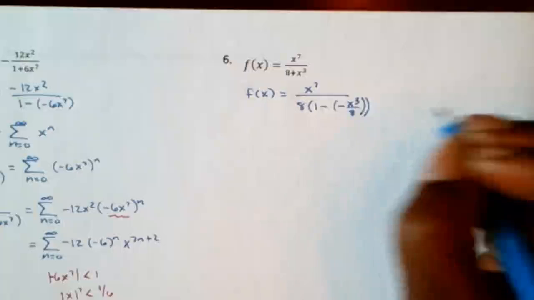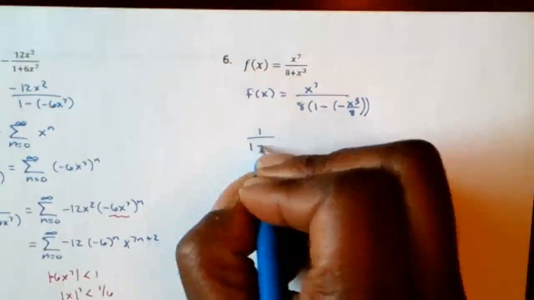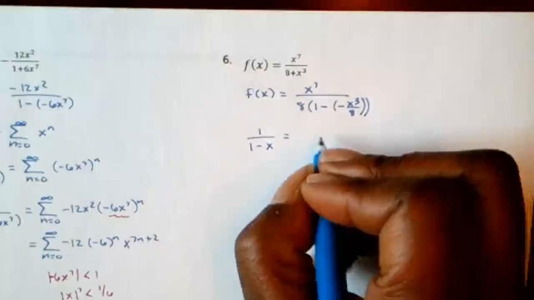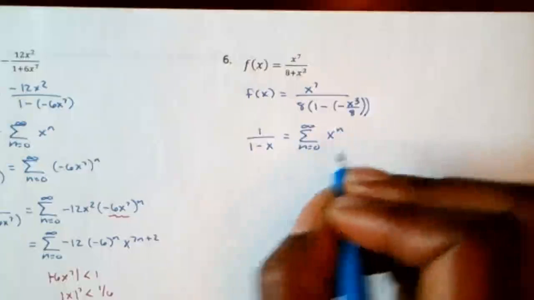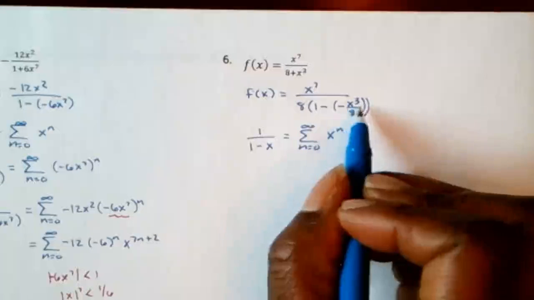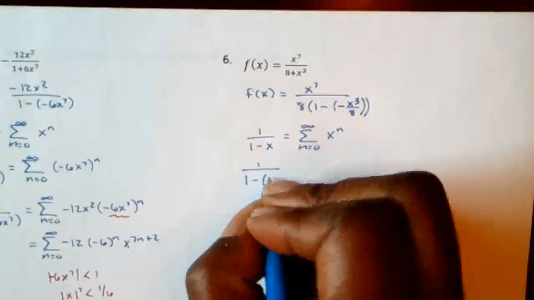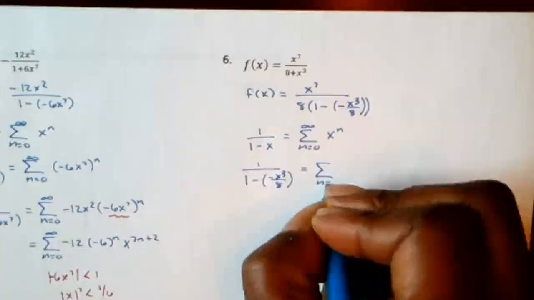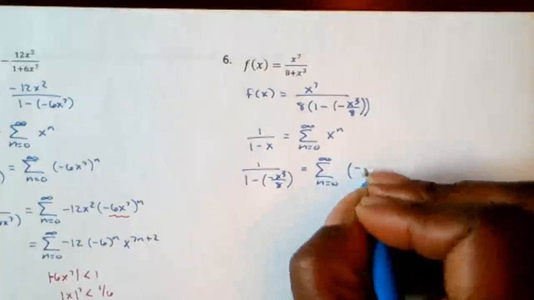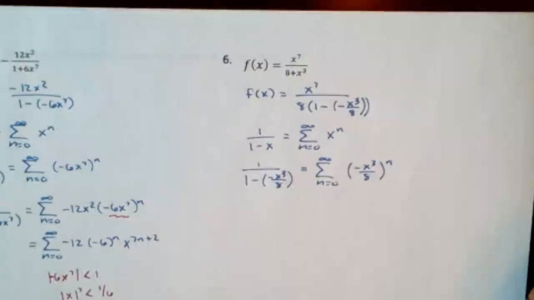All right, and so now again, I'm going to start with the parentheses part after I start with my initial function. So 1 over 1 minus x is the sum n equals 0 to infinity x to the n. And then I'm going to replace that x with negative x cubed over 8. So I have 1 over 1 minus negative x cubed over 8 equals the sum n equals 0 to infinity of negative x cubed over 8 to the n. Again, wherever I saw the x, I put in that negative x cubed over 8.